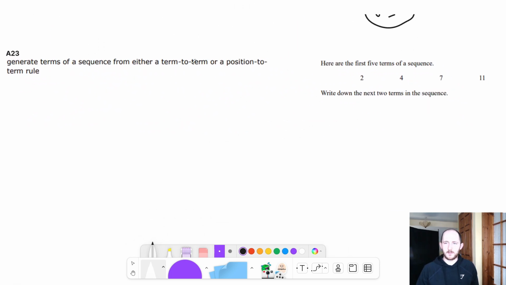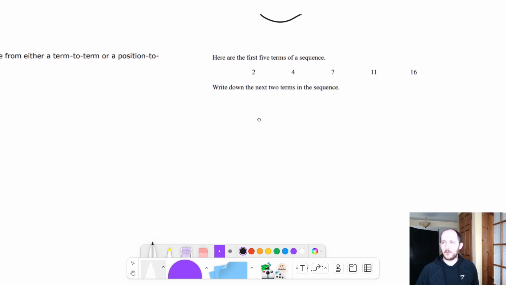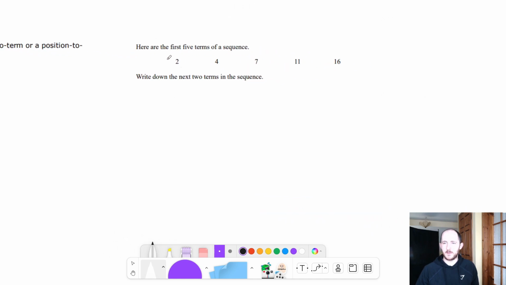Generate terms of a sequence from either a term-to-term or position-to-term rule. So here are the first 5 terms of a sequence. Write down the next 2 terms. Well, if you look, what you should do is work out what the difference is. So that's plus 2, then it's plus 3, then it's plus 4, then plus 5.